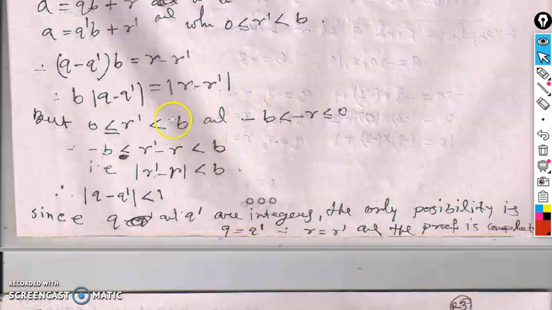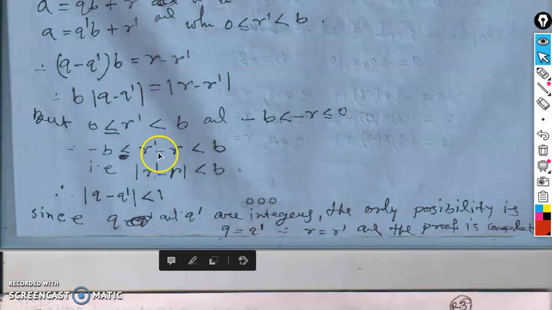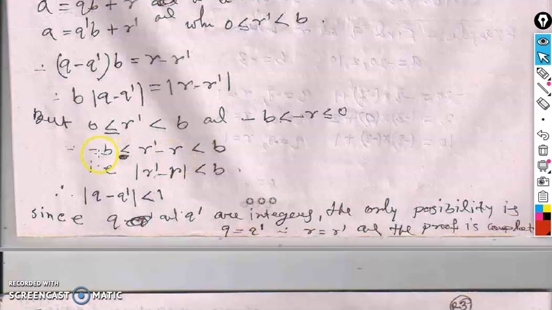Okay, I think it's clear, because minus r lies between minus b and 0, and r dash lies between 0 and b. That means if we add these two quantities, the result should lie between minus b and b. So r dash minus r should lie between minus b and b. If we consider the modulus of r dash minus r, that means we just consider the absolute value, we are not interested in the negative value. In that case, |r dash minus r| should be less than b.